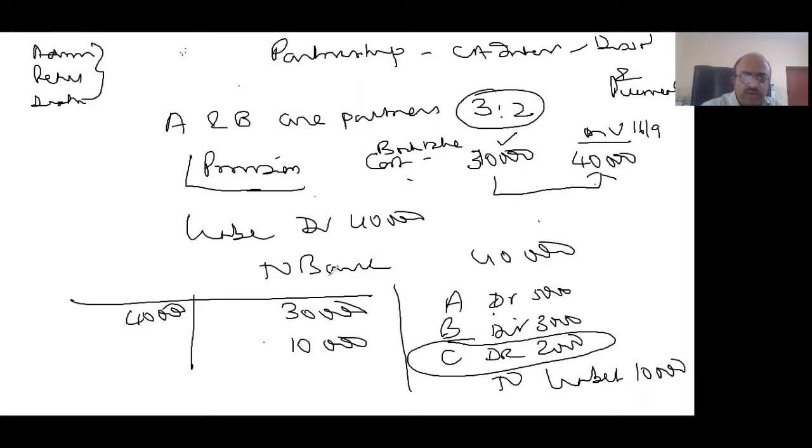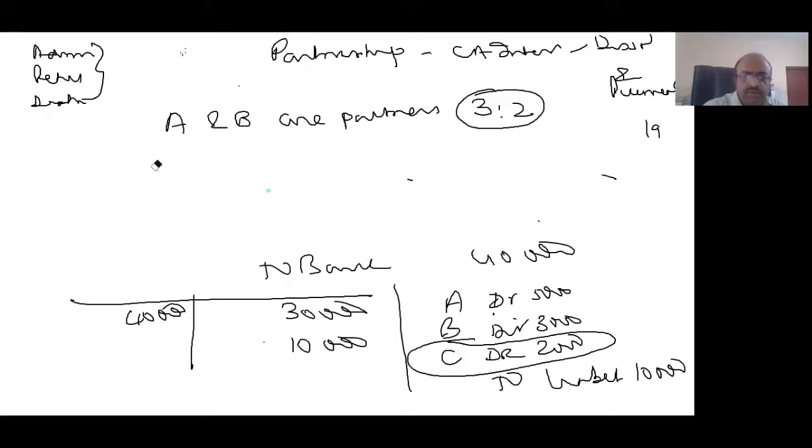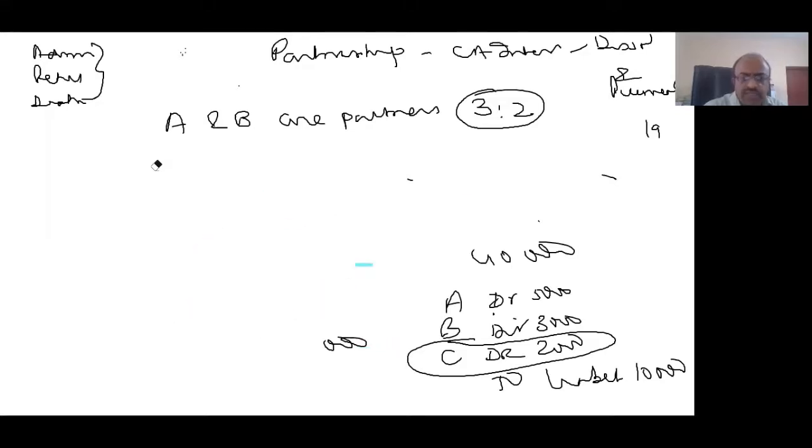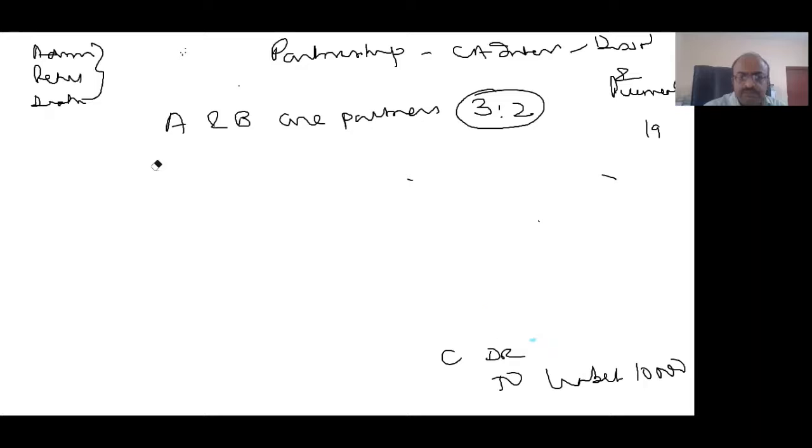Have you understood? Aparna, have you understood? Maria, have you understood? So it is not only assets; it can be a liability also. Is it clear? Now, try to understand what is to be done before any change. Let us look at another situation.